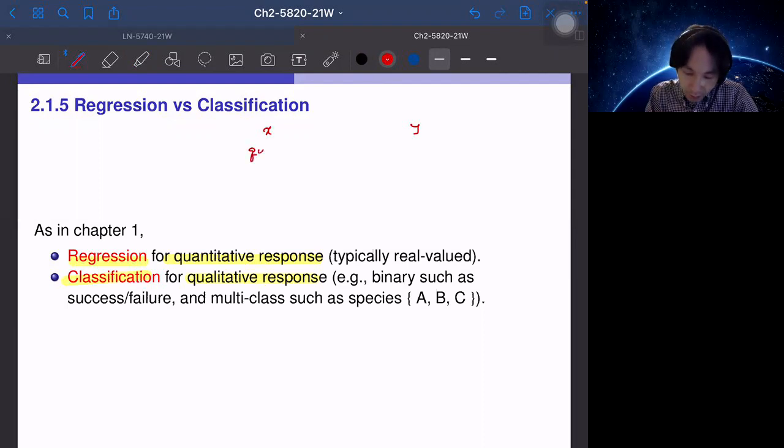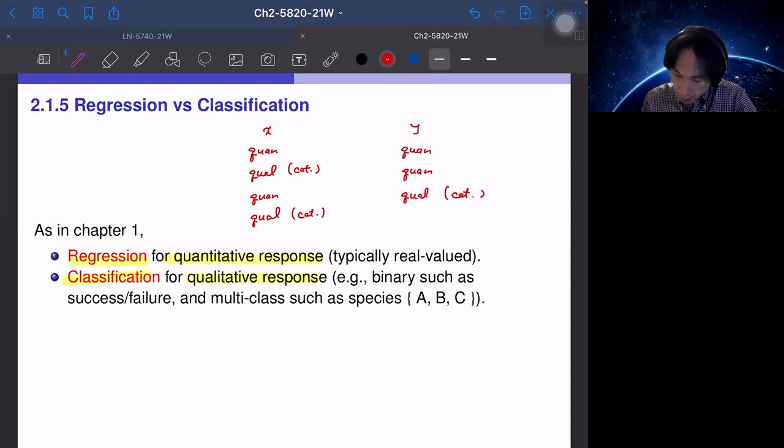So we have several cases. Both X and Y are quantitative. Or X is qualitative, such as an indicator, male and female or species of flowers and so on, and Y is quantitative. And X is quantitative and Y is qualitative, I mean categorical. And X is categorical and Y is categorical.